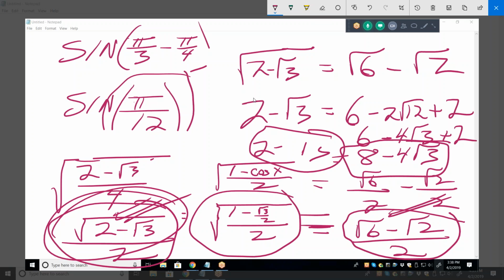So I guess one moral to this story is that use sum and difference if you have a choice. You don't end up with radical and radical answers. And as far as how I knew that pi over 12 was pi over 3 minus pi over 4, I've just been doing it so often that I know.